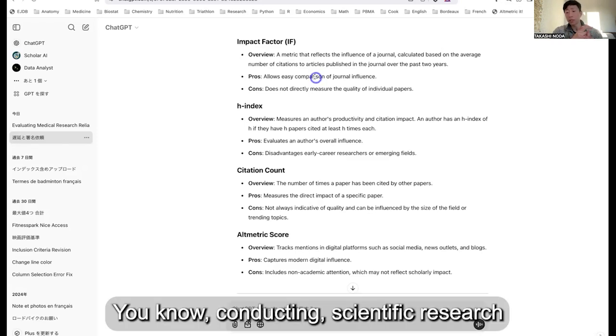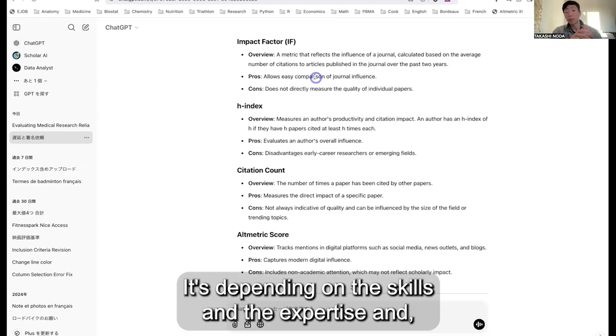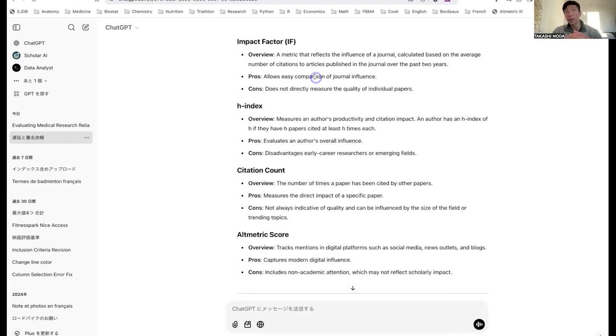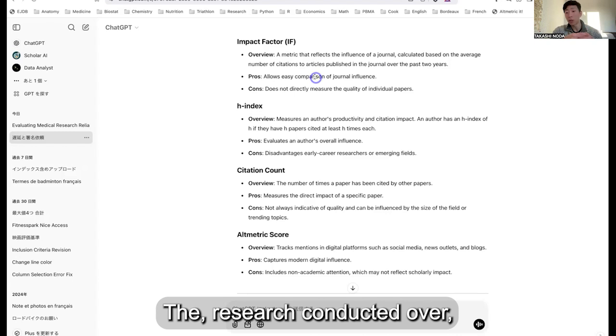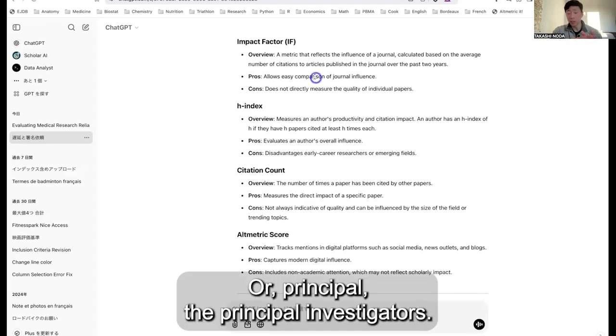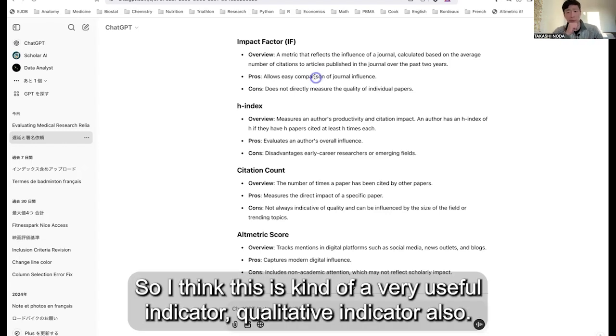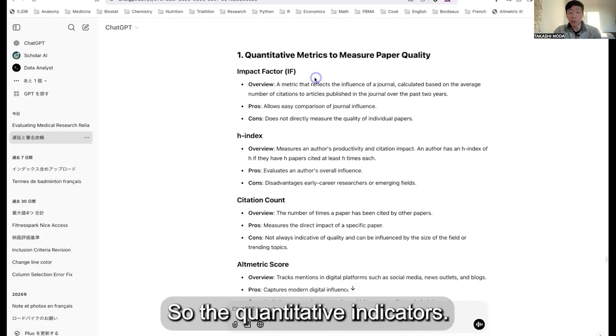Conducting scientific research is very human dependent, human specific. It depends on the skills, expertise, and experience of the research conductor or principal investigators. So the H index is a very useful indicator, sorry, a quantitative indicator.